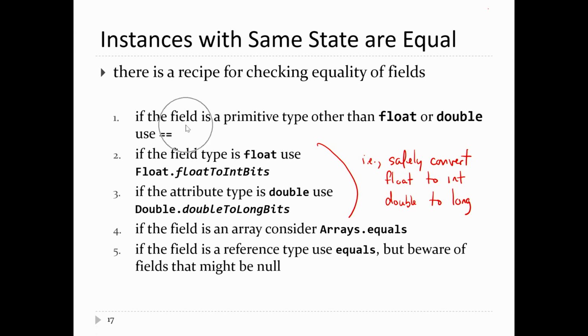Okay, so if the fields you're comparing have a primitive type and they're not floating point, then you just compare the fields using equals equals. If your fields happen to be floating point, which they are in this case, then you're supposed to convert your field to an integer type. The way you do that is you use floatToIntBits, or doubleToLongBits. I'll explain why in a moment.